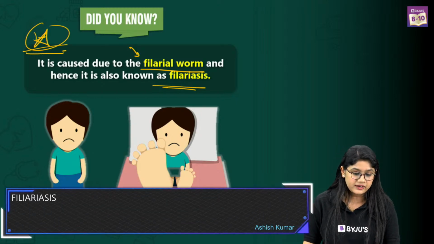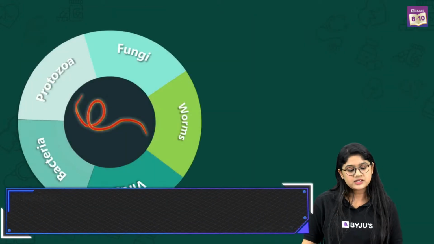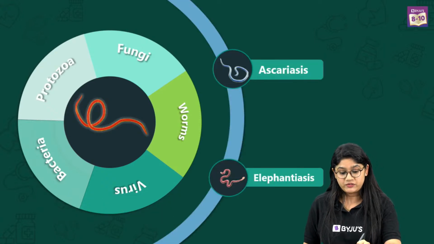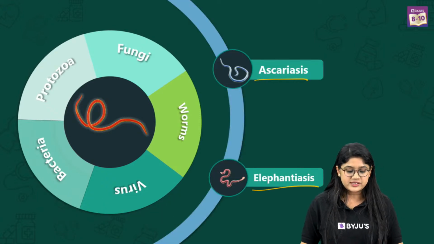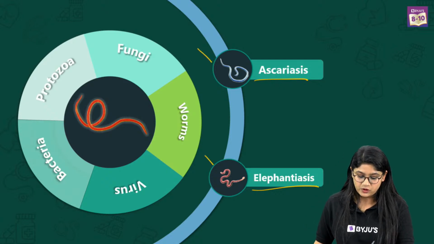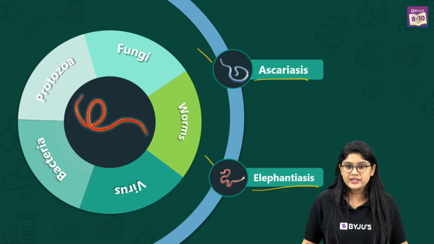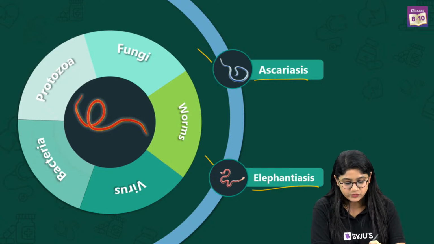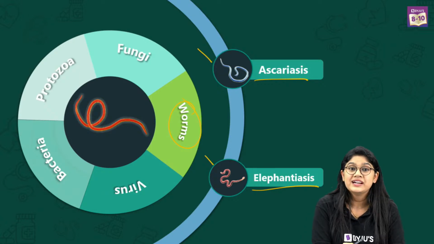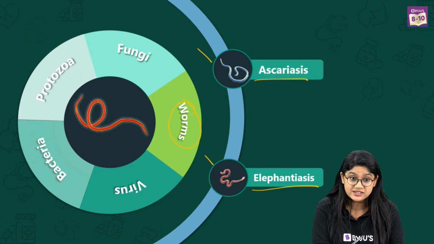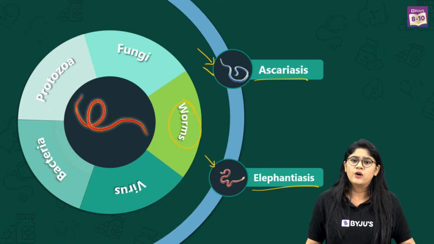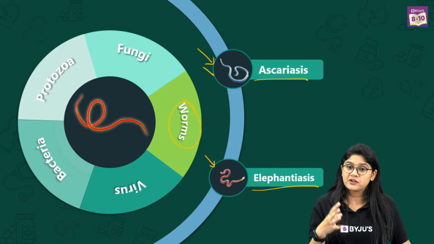Worms, absolutely correct. So, over here, we will be discussing the different types of diseases that are caused by worms, right? We have Ascaris and Elephantiasis, caused by Ascaris and, of course, the worm, right? So over here we have the worms that actually cause various diseases. Over here we have these two diseases that are mentioned, right?